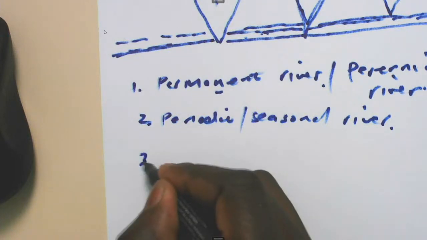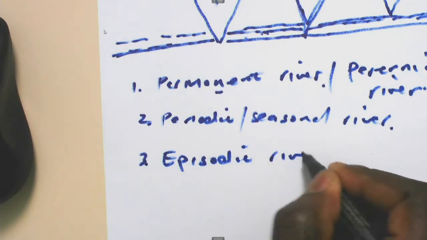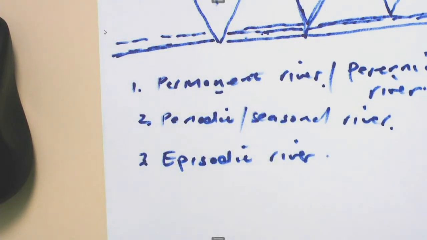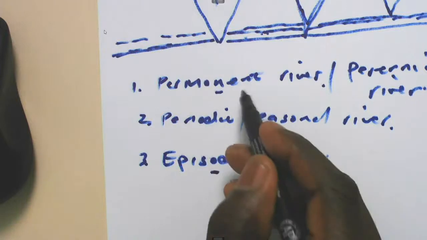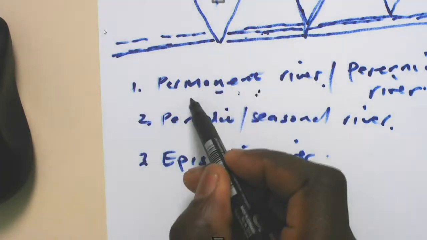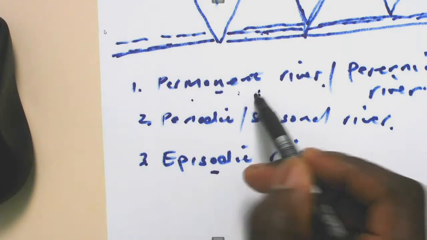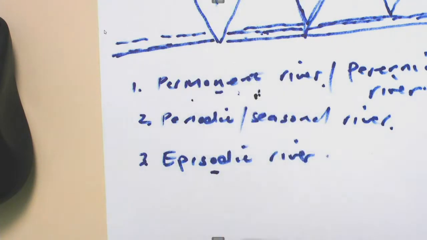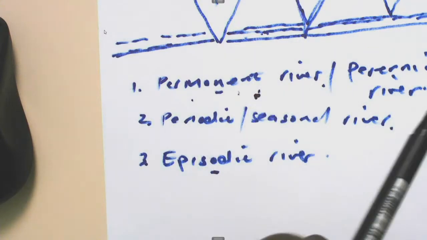And then the third one, we're having episodic river. So this river flows only after heavy rainfall. So after heavy rainfall, this particular river will flow. Permanent river, it flows throughout the year. Why? Because it is in contact with the groundwater. Why? Because the water table is above the riverbed. That's why it flows throughout the year.